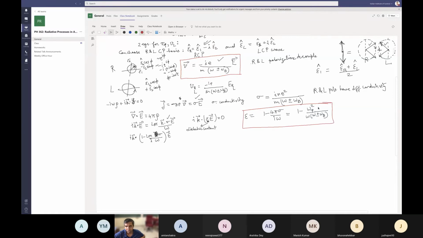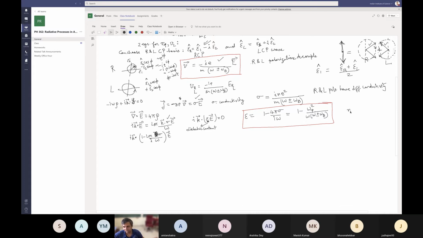This is how the R and L circularly polarized waves respond in a magnetized plasma. So you recall, it reduces to the previous case. If we put B equal to 0, it becomes 1 minus omega p squared by omega squared, which reduces to the dispersion measure case that we were dealing with when we considered B equal to 0.